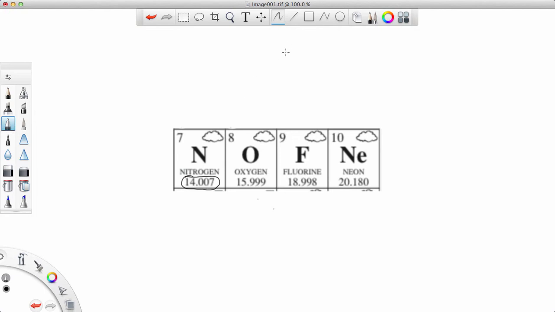So here we go. Let's start with fluorine. We're going to determine the number of protons right here, number 9. So protons is equal to 9. Neutrons, okay, come back to that. Electrons are also the same, 9. Neutrons are the mass number, subtract the atomic number. 18.998 rounds to the nearest whole number, 19. 19 minus 9 equals 10. 10 neutrons for fluorine.